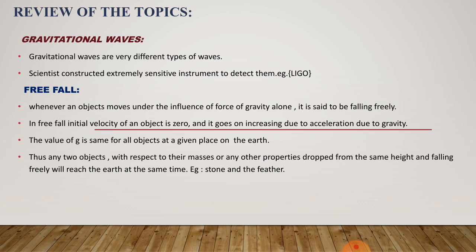I hope you remember that we took two examples, a stone and a feather, and we saw whether they will fall at the same time or not. Then we learned about the various equations, that is v is equal to u plus at, where u is taken as 0 and a is g, so we get v is equal to gt, and two more equations. So that is about our last class.